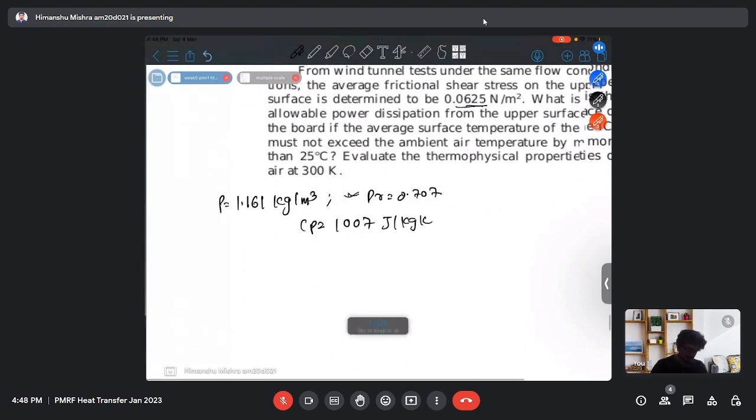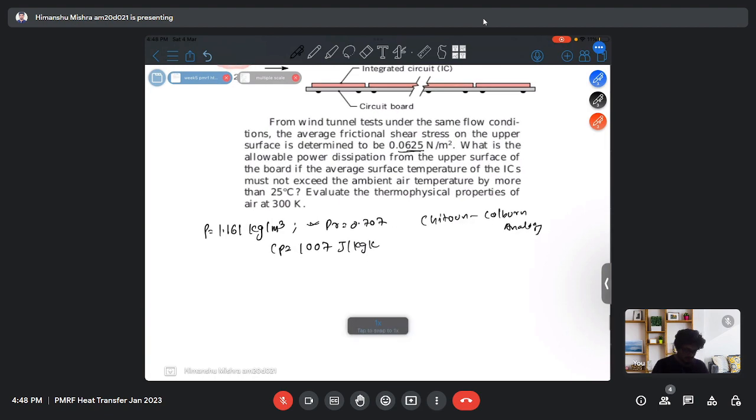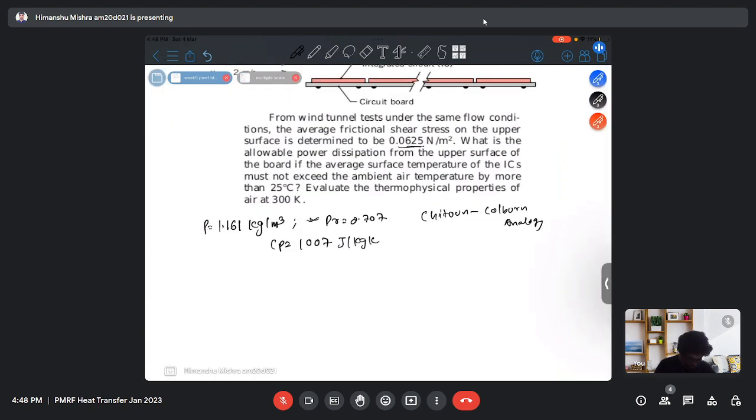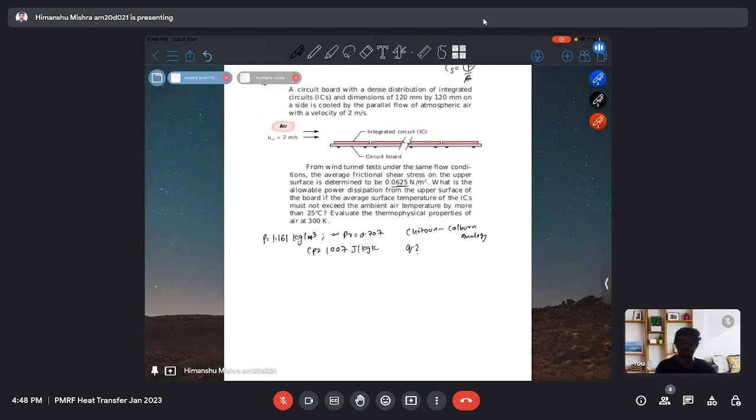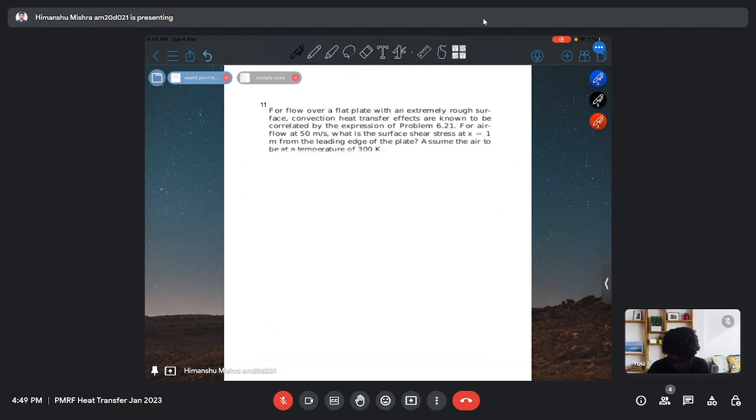Just for practice, the method is the same. You can use the same Chilton-Colburn analogy, and the procedure is the same. We need to define the average heat transfer rate. So for practice, you can solve this question by yourself. Let's move to the next question.